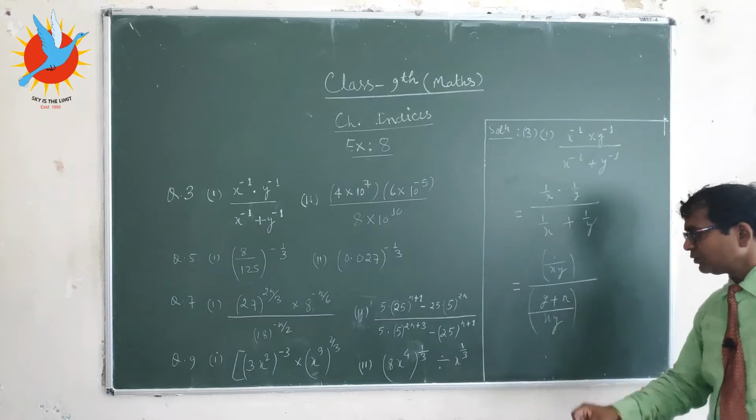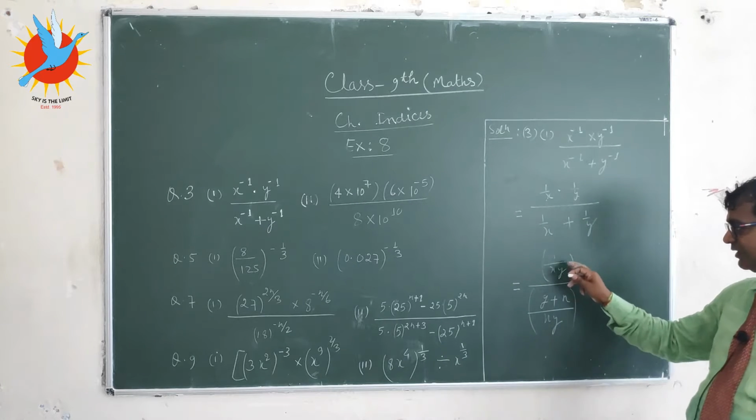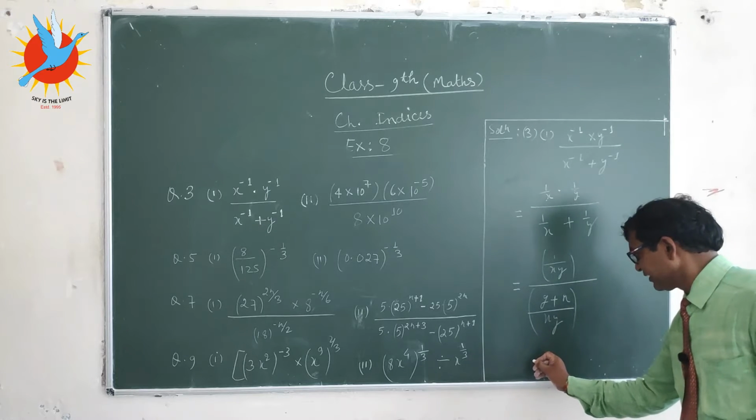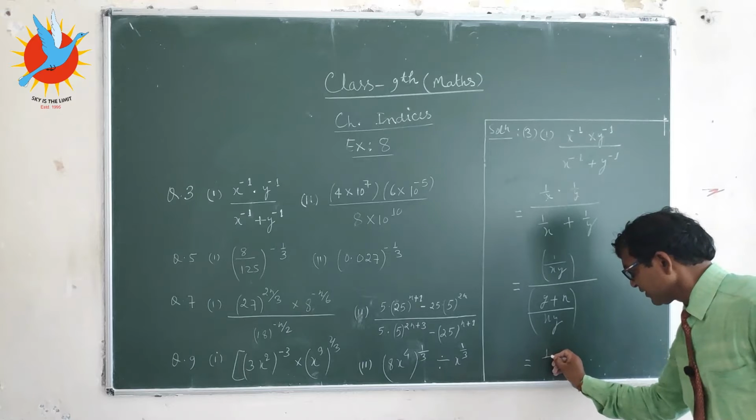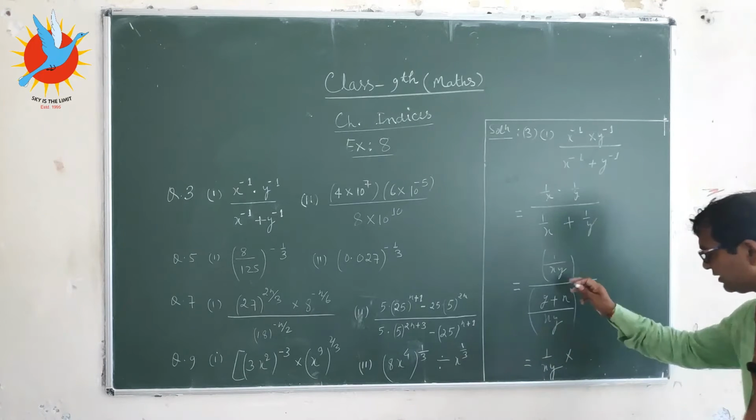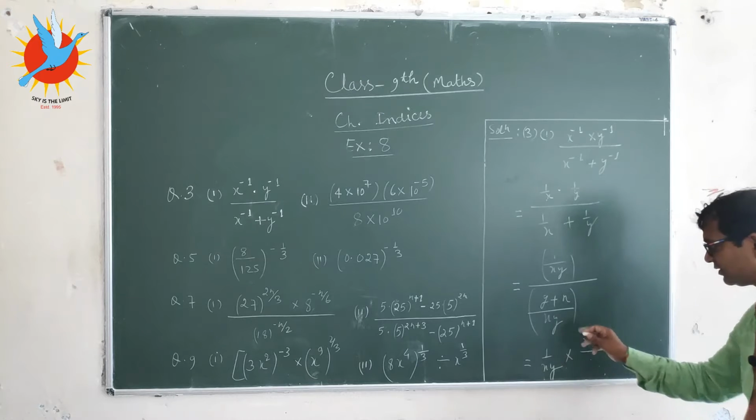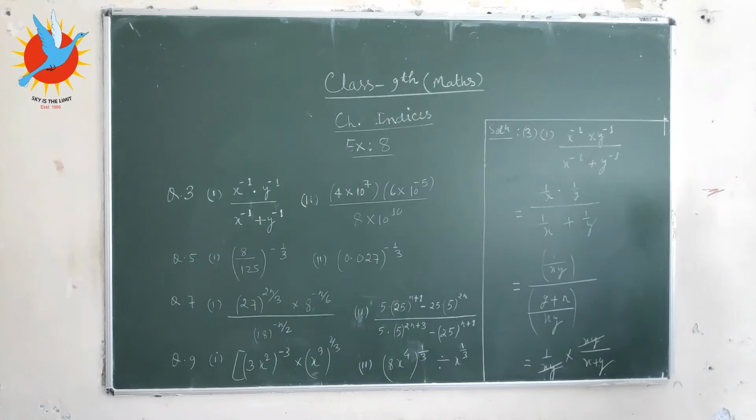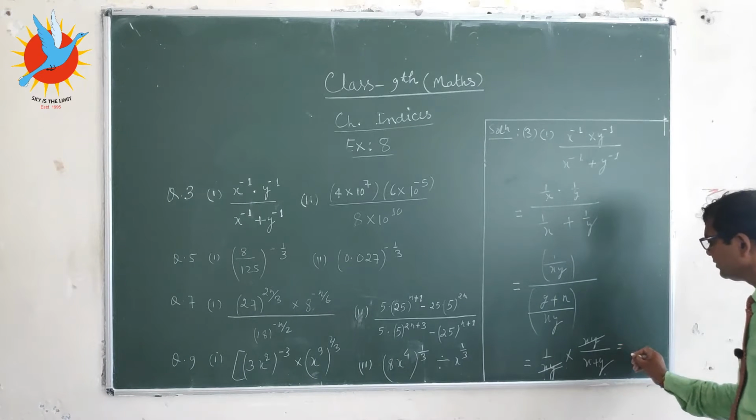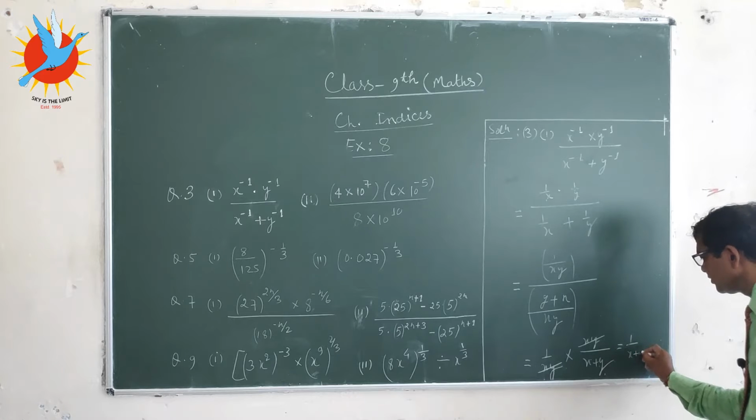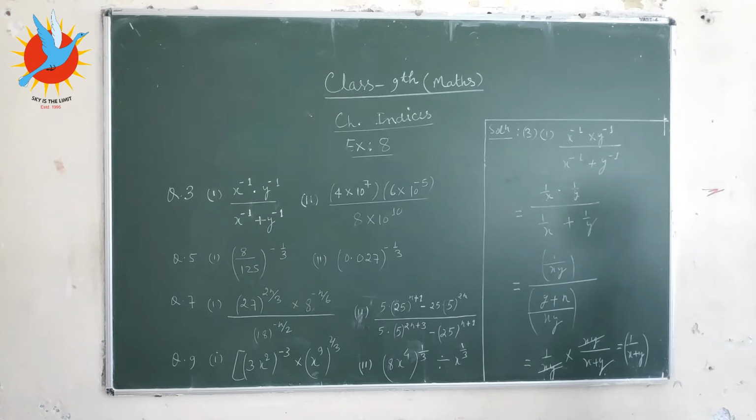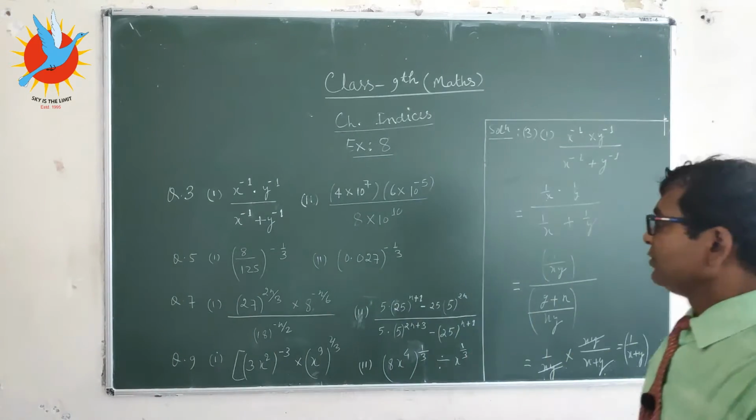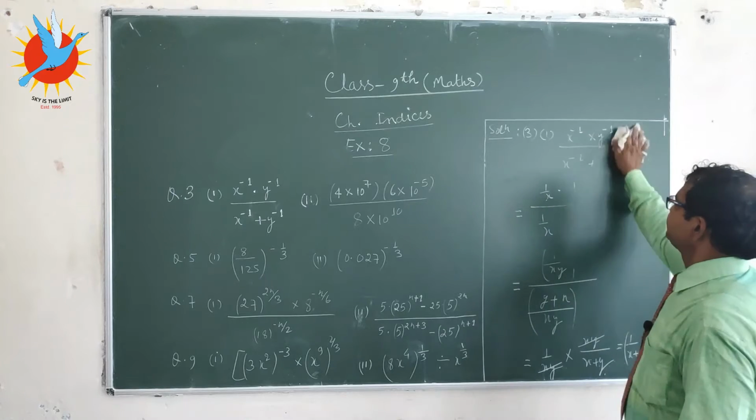Now here there are two fractions. We have to divide the first fraction by the second fraction, and now this can be written as 1 upon xy and this will be reversed. This will become xy upon x plus y. This xy and xy will be cancelled out, and here we have 1 upon x plus y. This is the simplified form of the first part of question number 3. Now we have to do the second part.